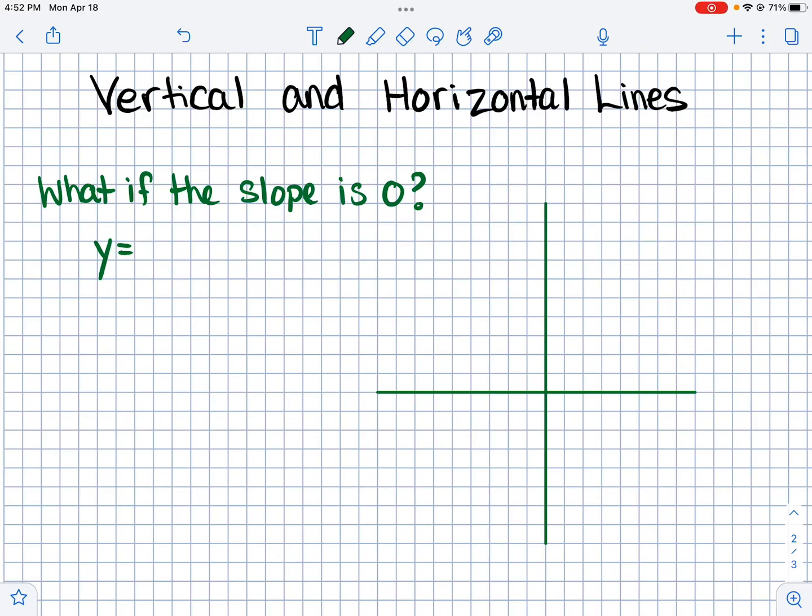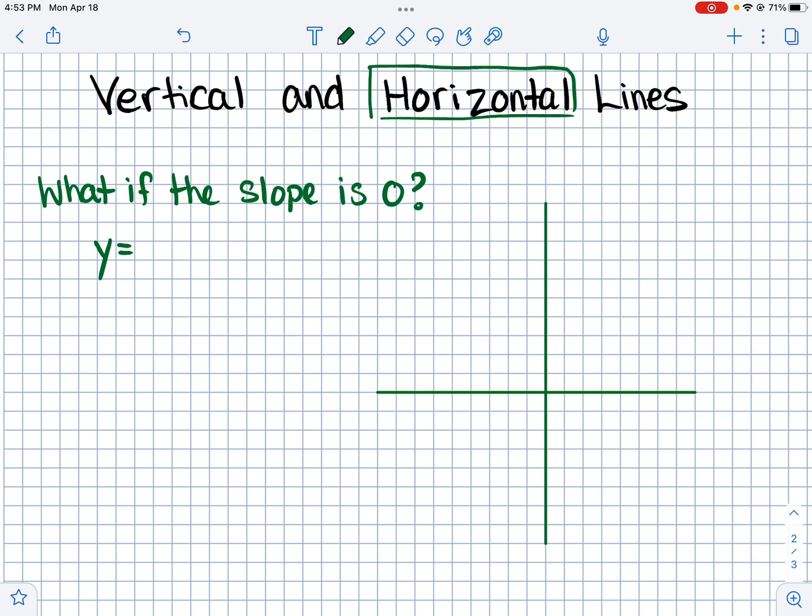Okay, and let's talk about a couple different types of lines. Let's talk about vertical and horizontal lines. Okay, so what if the slope of a line is 0? If the slope of a line is 0, it will be totally horizontal.